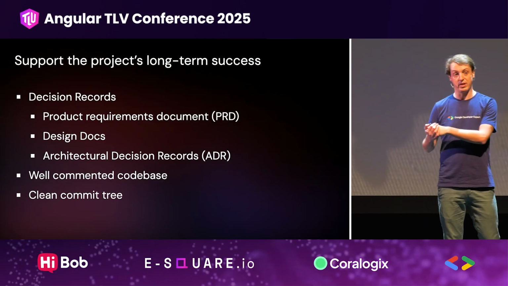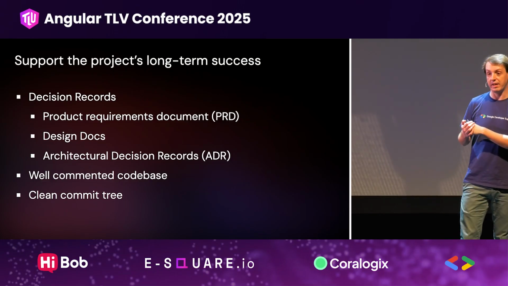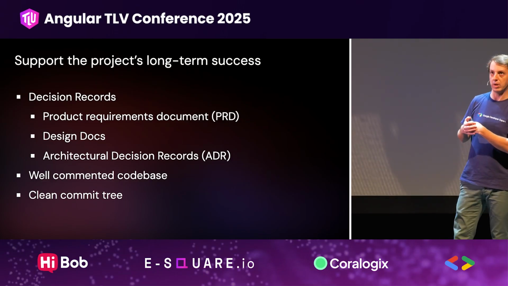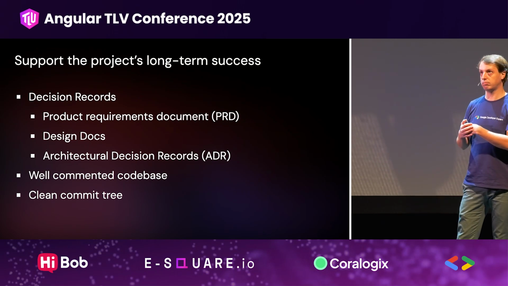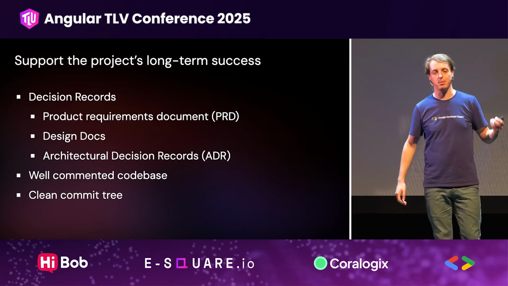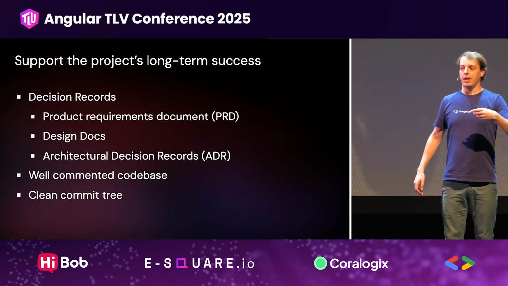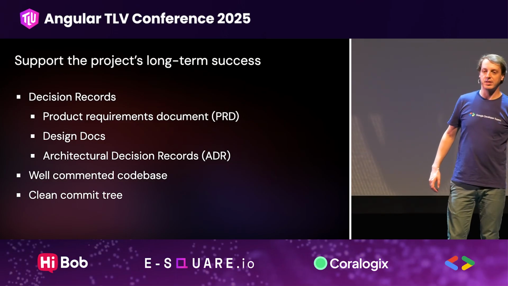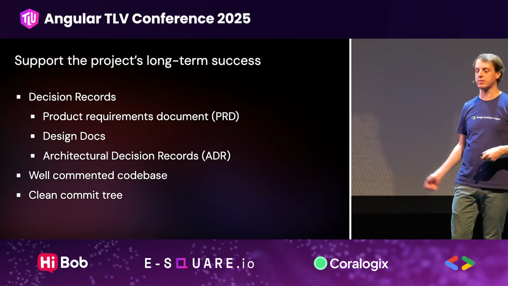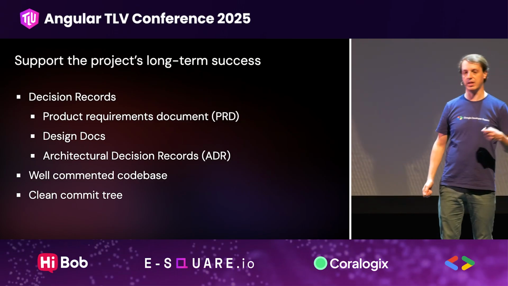Last but not least, what I think is also very important is a very clean commit tree. Like, when I started using Git, I didn't care about rebase, merge, cherry picks, fixup, things like this.